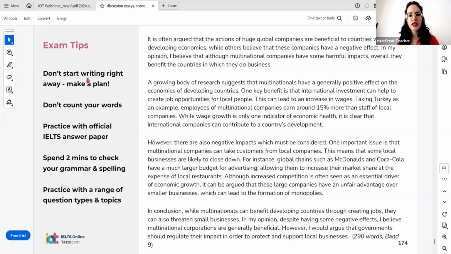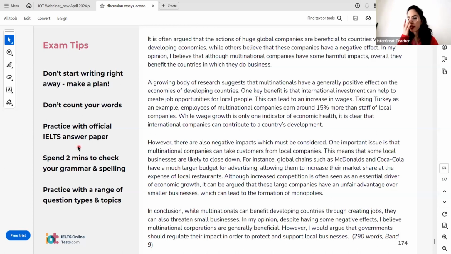Don't start writing right away. Make a plan. Save like 5-10 minutes to plan everything. You don't have to count the words. Just count the first line, the number of words you have in the first line. Multiply that by the number of sentences. You will have like an estimation of your number of words.